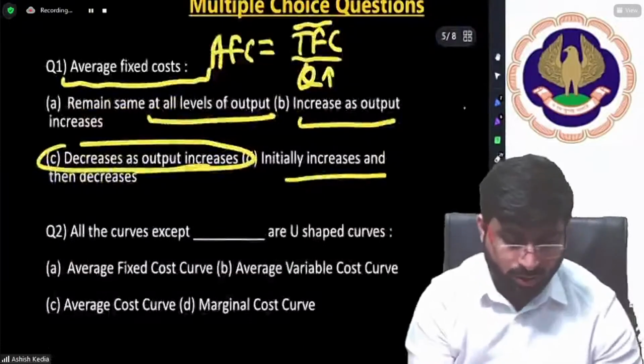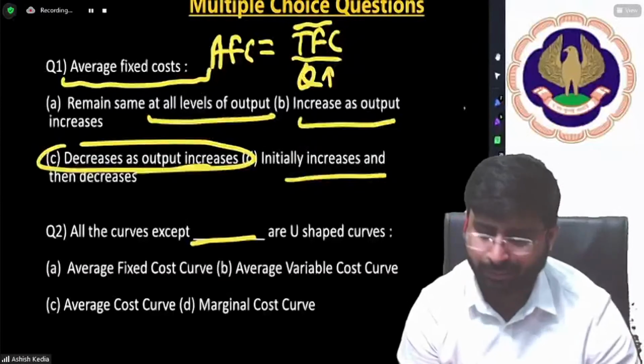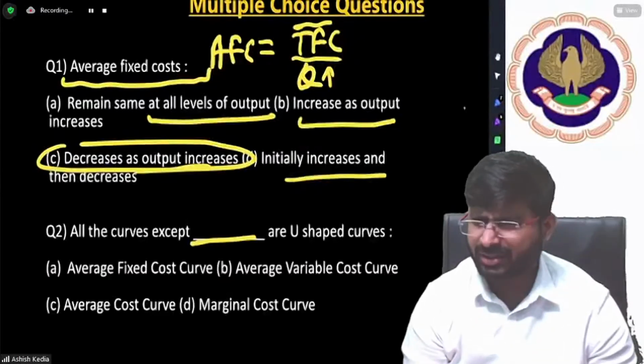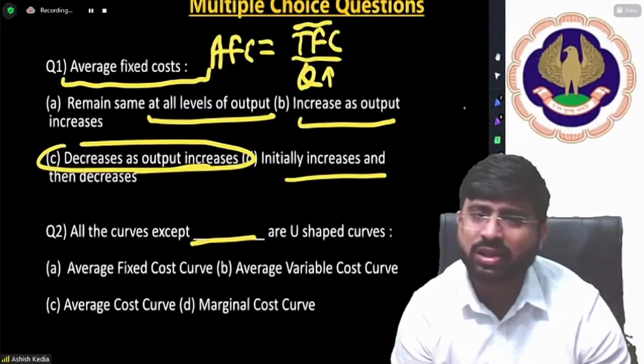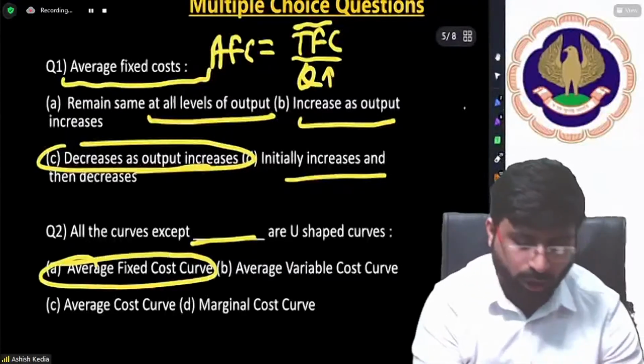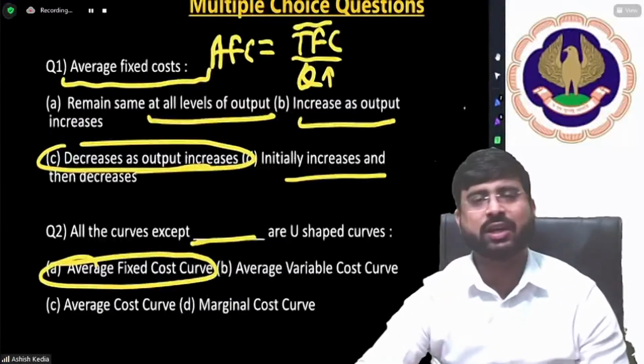Right. All the curves except dash are U-shaped curves. Can you answer me this? Is it the MC curve? No. Is it the AD curve? No. Is it the AC curve? No. It's this rectangular hyperbola curve. AFC curve. AFC curve is the answer.